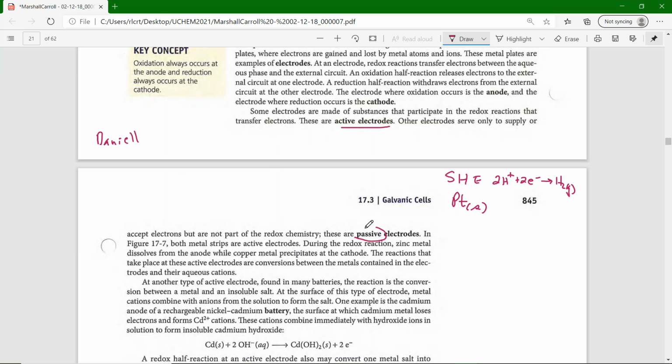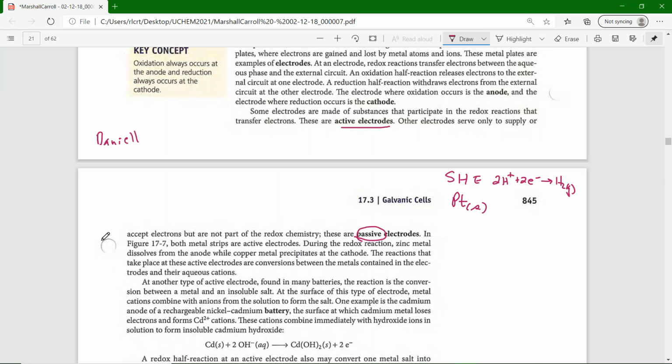So platinum is called a passive electrode. They are there to supply or accept electrons to complete the circuit, but they are not oxidized or reduced themselves, so they're called passive. So you can have active electrodes and passive electrodes, and you can have one half cell being an active electrode and the other half cell being passive. It's not like both of them have to be active or both of them have to be passive. You can have a mix.